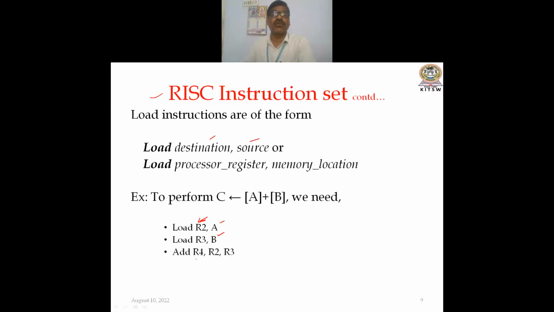Now if you want to store the result available in processor register R4 into the memory word C, we write the store instruction, store R4 comma C. It will write the contents of register R4 into the memory word named C. So these are the RISC instructions we specify to perform this operation.